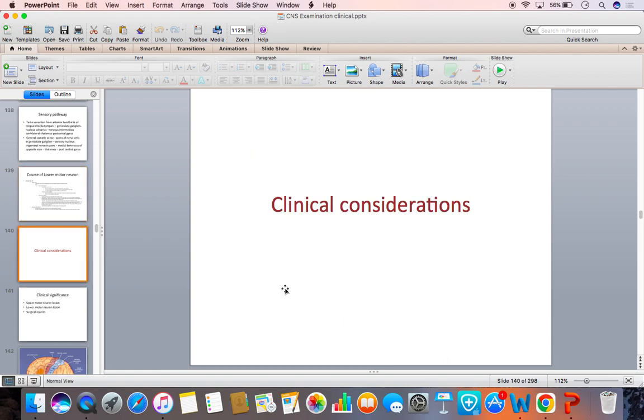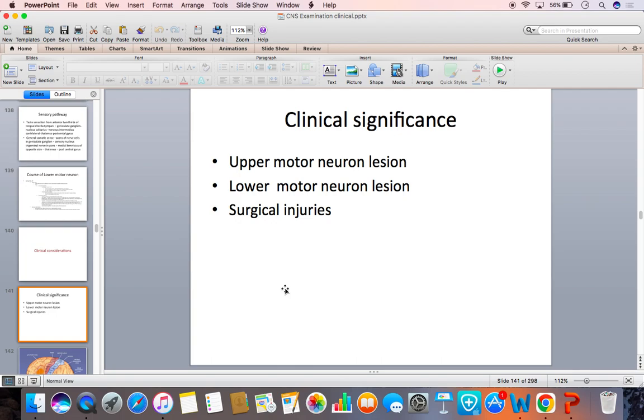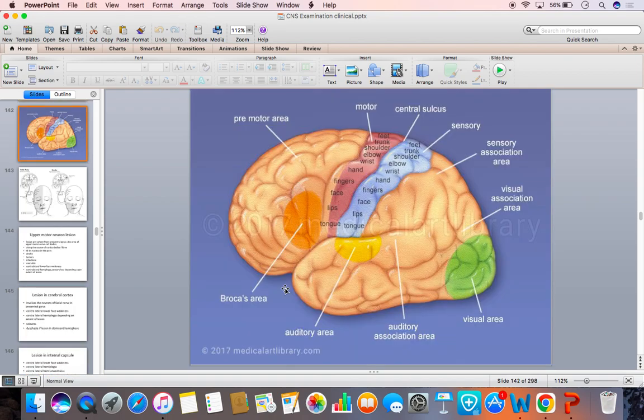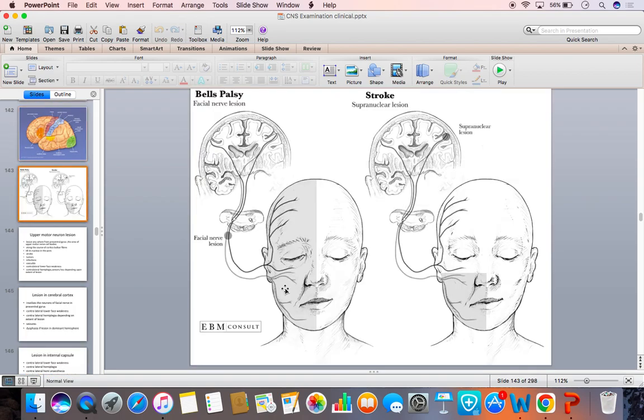By and large, it is very important to understand the basic principles of neuroanatomy to interpret the clinical signs of a neurological lesion. Well, coming to the clinical considerations of the facial nerve: the facial nerve can present with an upper motor neuron lesion or a lower motor neuron lesion, and some surgical injuries result in dysfunction of the facial nerve.